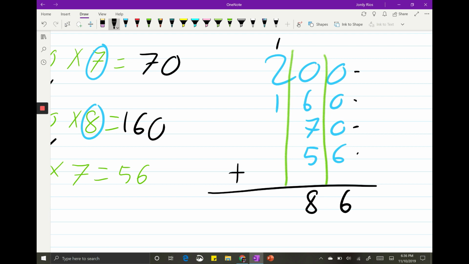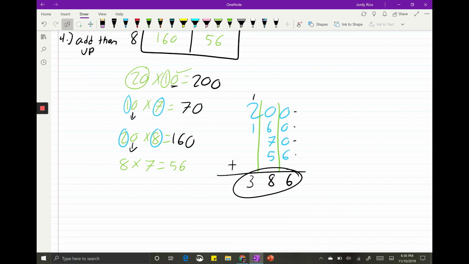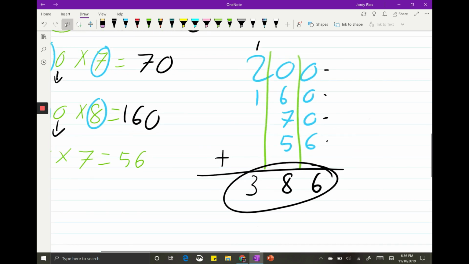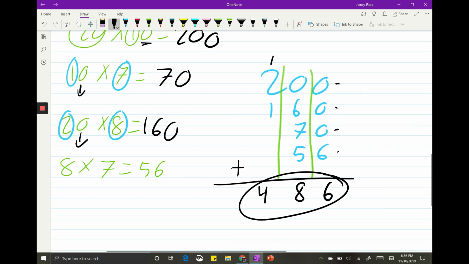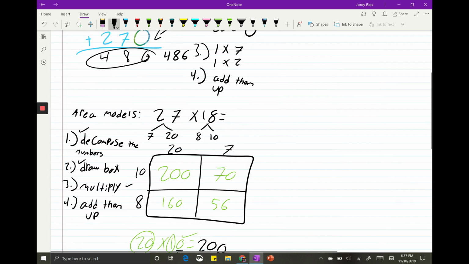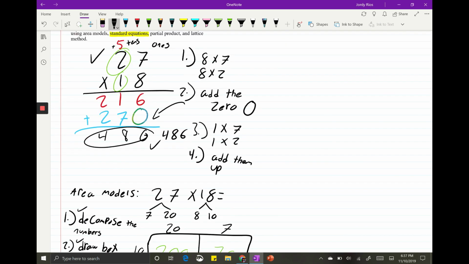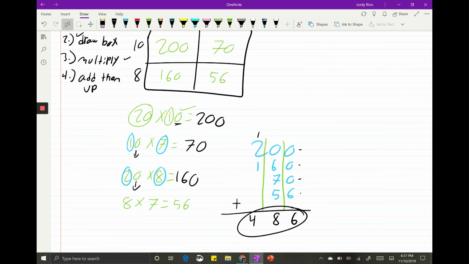Okay. 1 plus 2 plus 1, 4. And my answer is 486. Oh, sorry, 4. 486. Is that what we got up here? Yes. 486. Step 5, celebrate because you got the correct answer.